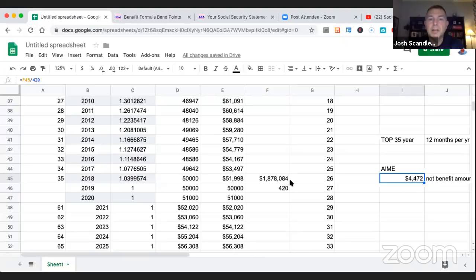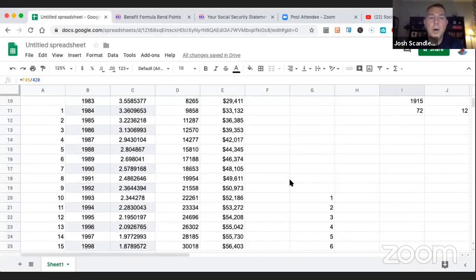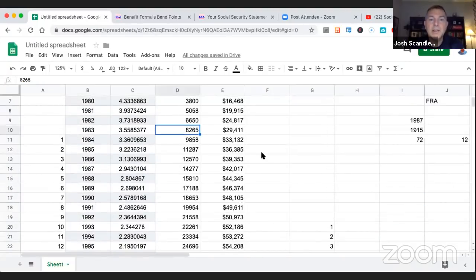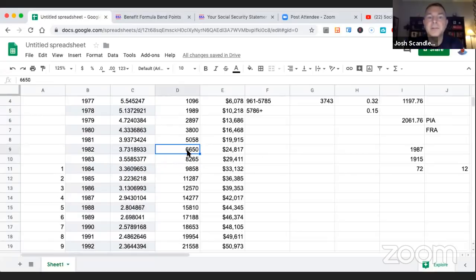All right, so again, we take the top 35, which means all these other years, the 8,265, the 6,650 of earnings she had taxed in 1981 and 82 and whatnot, they're gone.